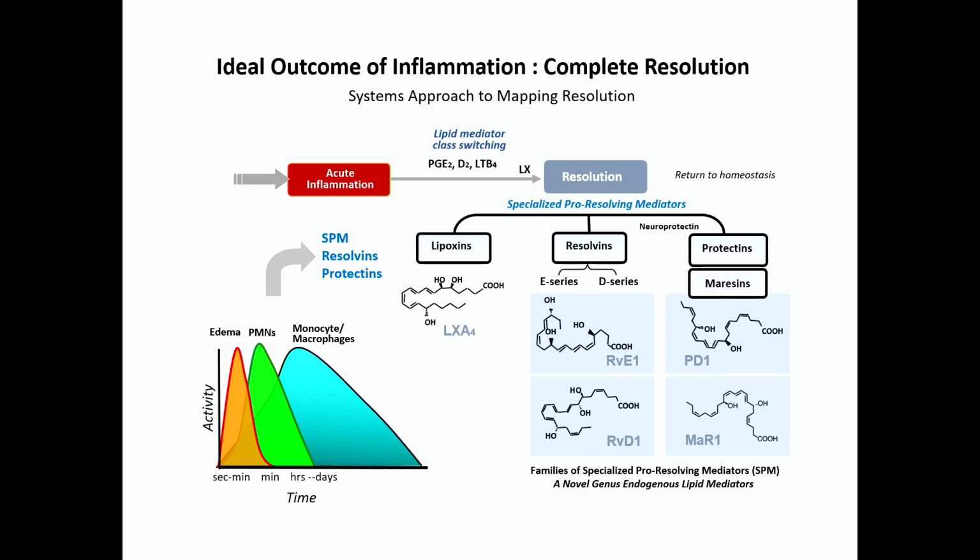Yesterday, Hongyong Pei from our group talked about one of the D-series resolvins as it relates to allergic lung inflammation, resolvin D2. So today, I'll be sharing some specific vignettes related to lipoxin, resolvin E1, protectin, and maresin. And in some cases, they're cysteinyl conjugates.